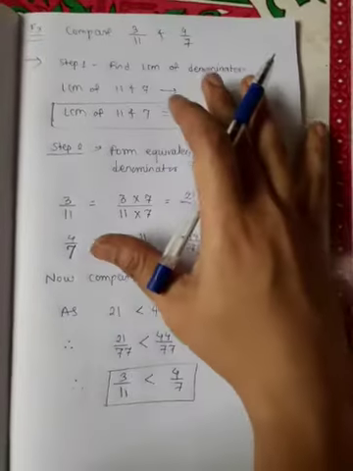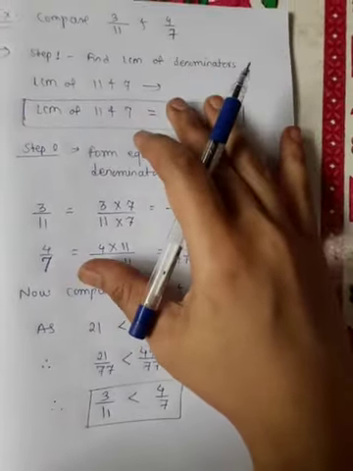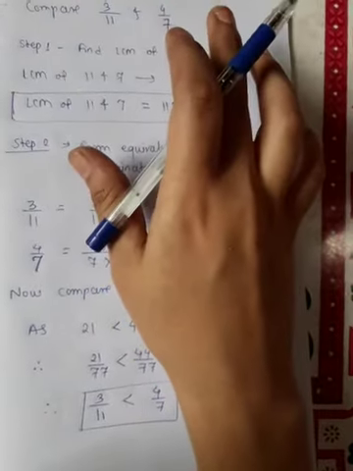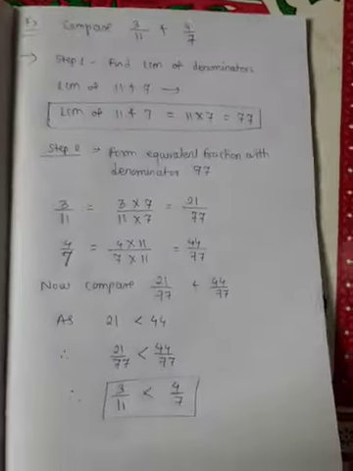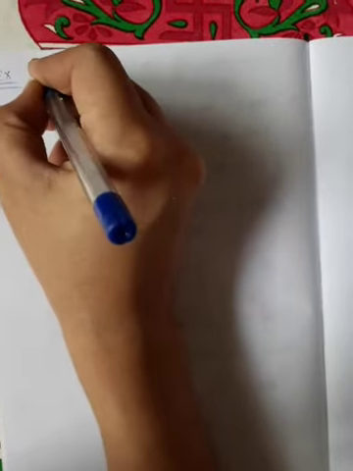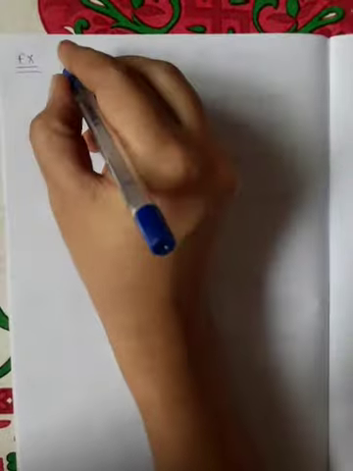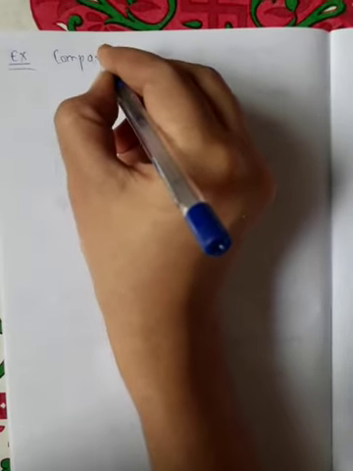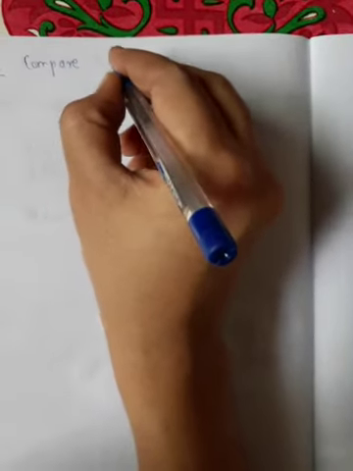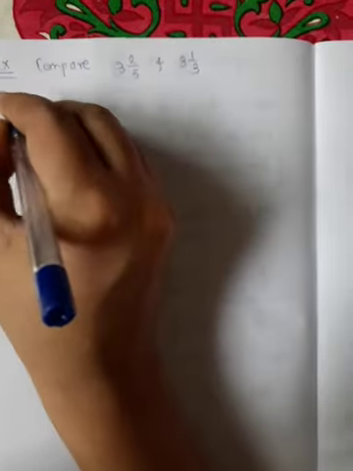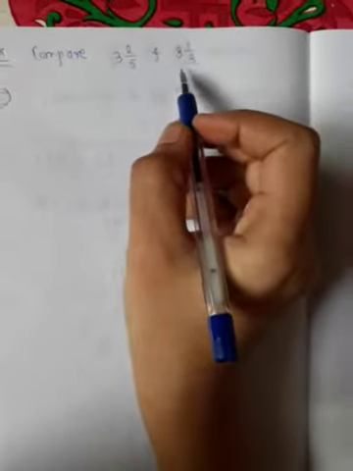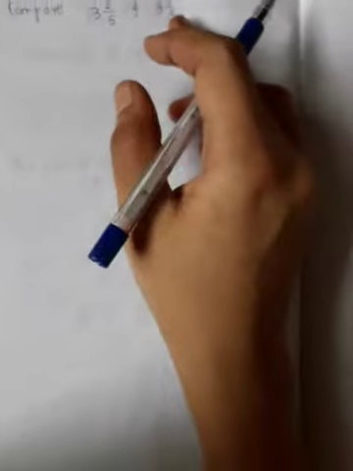So this is the third method to compare the given fractions. Let us take the next example: how to compare mixed fractions. Now take an example. Compare 3 2 by 5 and 3 1 by 3. So here we have two mixed fractions. Now, whenever we compare two mixed fractions, which fraction is greater, which fraction is smaller?